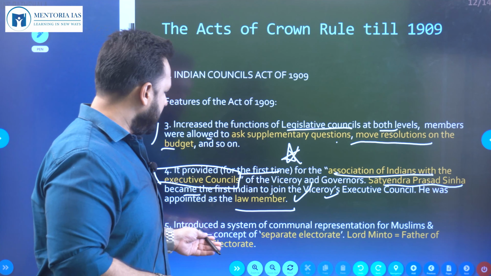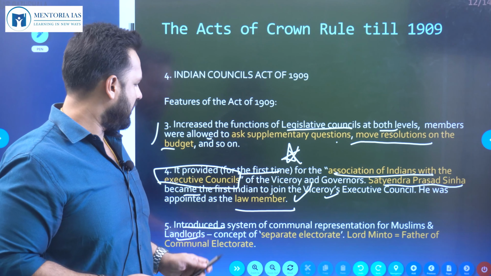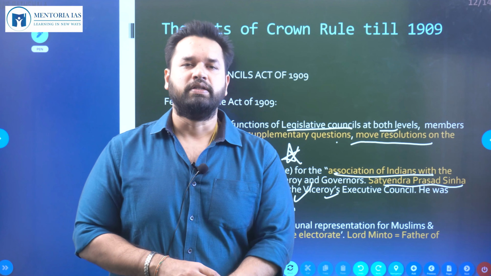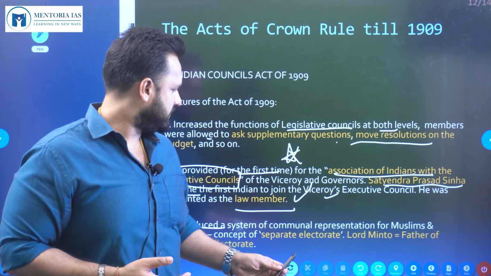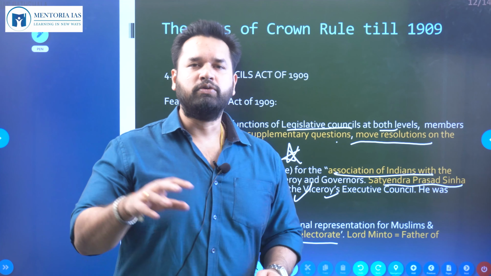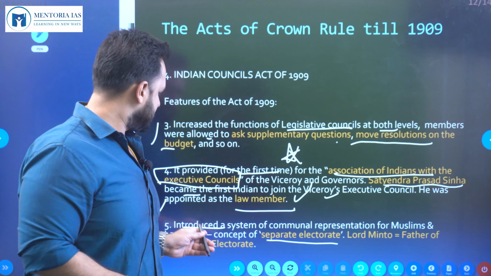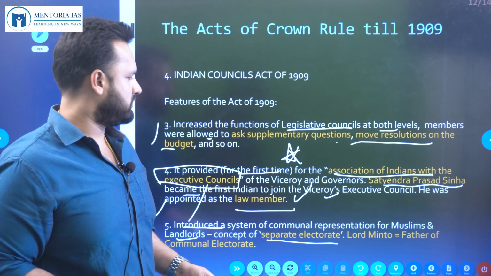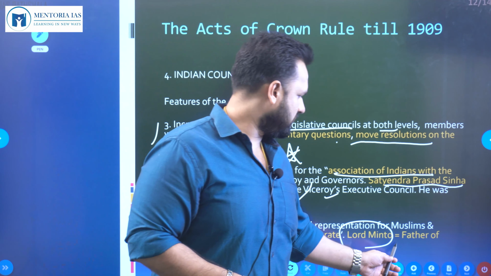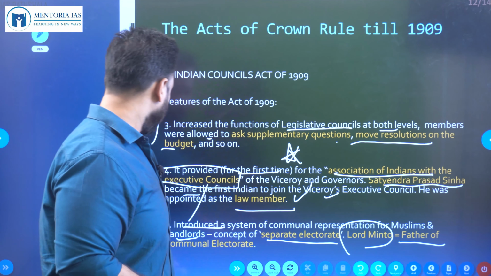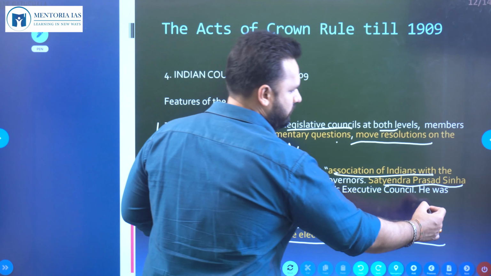Okay. And then it introduced a system of communal representation for Muslims and landlords. This is the crucial point. That is why they introduced a system of separate electorate. Muslims will vote for Muslims, landlords will vote for landlords. So this system of separate electorate was started by this Minto. Who is this Minto? Minto is the Viceroy. He is called the father of communal electorate. They are still following the divide and rule method.